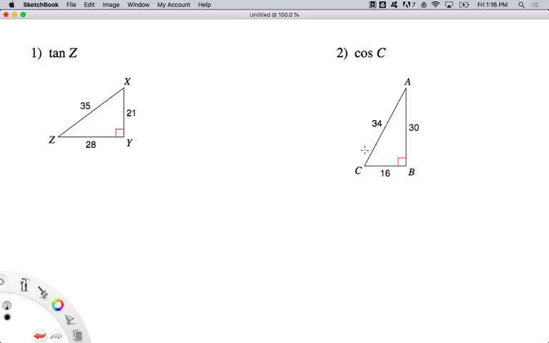So we start with the most fundamental. I ask the tangent of z. Well, first I identify my angle. That's z right there. And then I say, well, tangent is what ratio? What sides? Opposite over adjacent. So identify those sides. Here's my opposite side. Here's my adjacent side. Therefore, the tangent of z is 21 over 28, or simplifies to 3/4. I'm done.